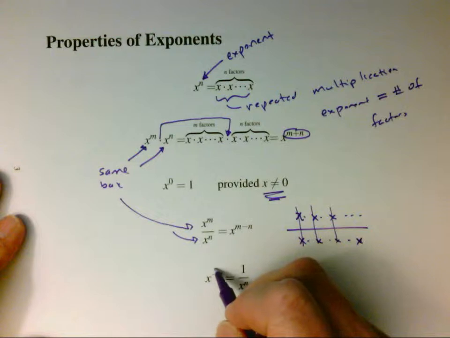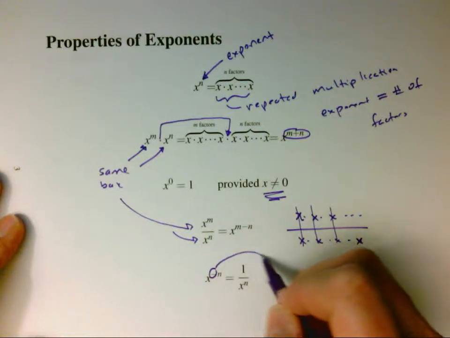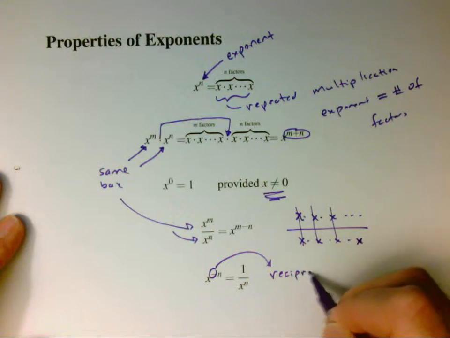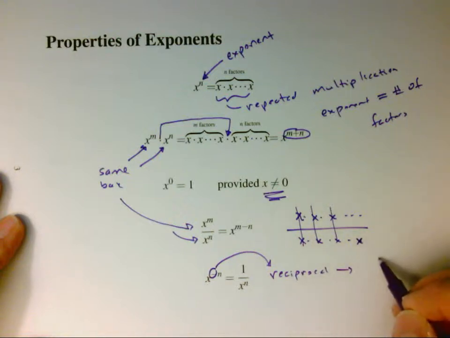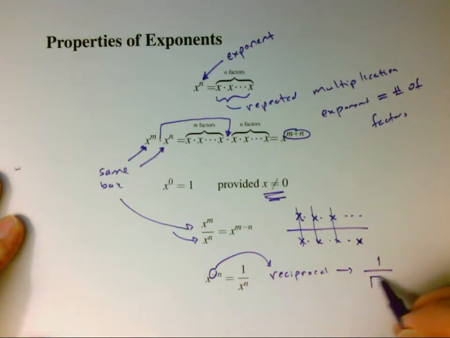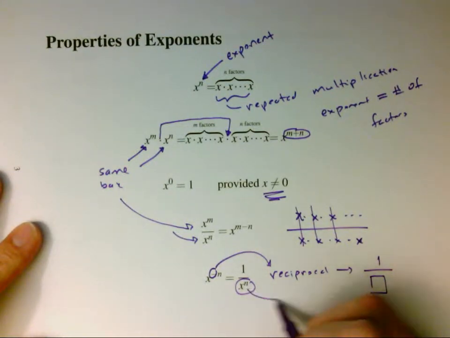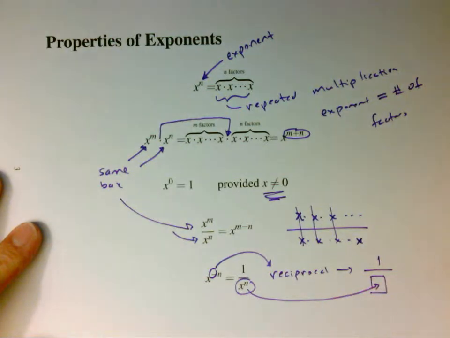Then finally, a negative exponent means reciprocal. Reciprocal means 1 over whatever it is. And in this case, it's the x to the positive n that you're doing 1 over.